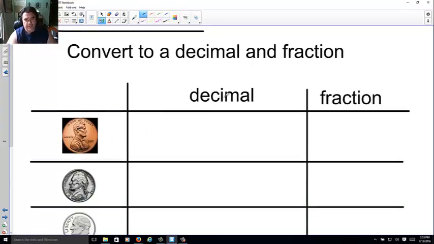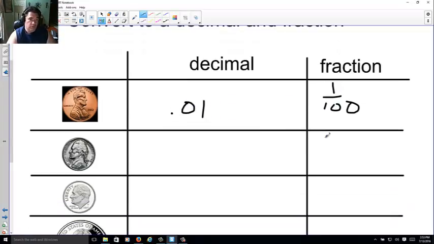So penny, the decimal, as we remember, it's 0.01. The fraction of such would be 1 over 100. Why? Because remember, it's 1 cent. And there's 100 pennies in $1. No problem. Nickel, 0.05. No big deal. And the fraction we're going to start with is 5 over 100. And since we're doing this together, I'm going to tell you that makes 1 over 20. Again, not a big deal.